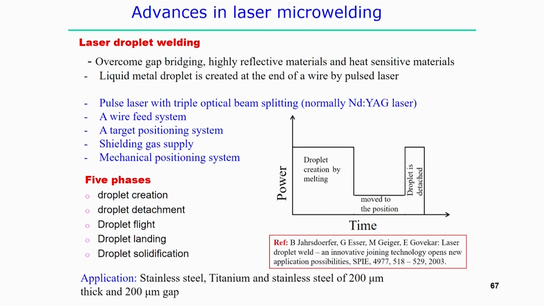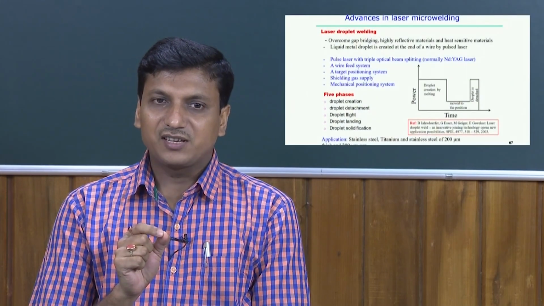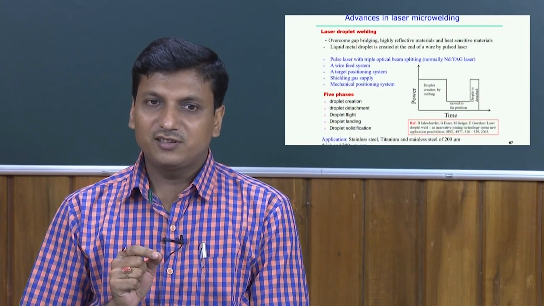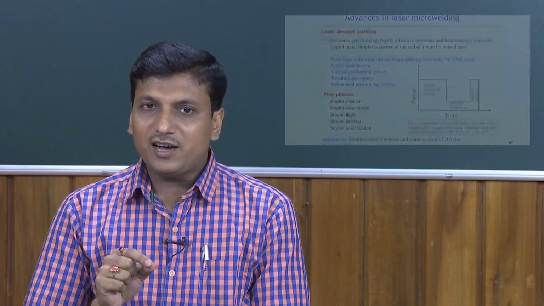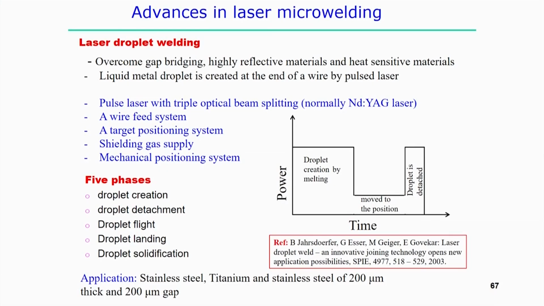So if you look into that, in general, the phases of the process are: first, droplet creation; second, droplet detachment; then droplet flight and droplet landing at the accurate position; and finally droplet solidification. After solidification, the two materials can be joined, even if there is a huge gap between them.